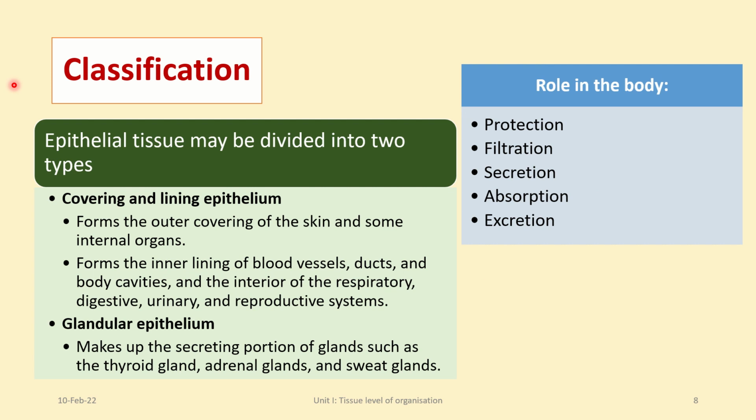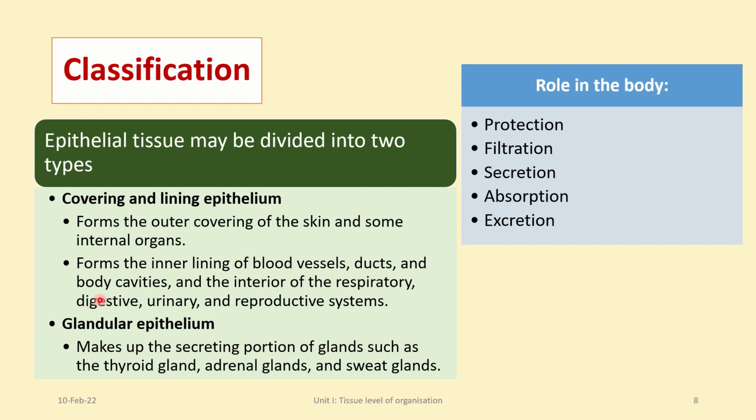The first ones are called the covering and lining epithelium. They form the outer covering of the skin as well as some internal organs. They also form the inner lining of blood vessels, ducts and body cavities, as well as the interior of the respiratory system, the digestive, the urinary and the reproductive systems. So the covering and lining epithelium are responsible for covering the skin. So they're like a protection. They're covering the skin as well as covering the internal organs, not only your blood vessels and body cavities, but the various systems of our body.